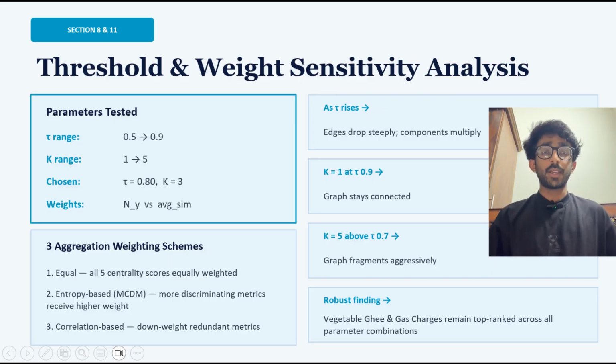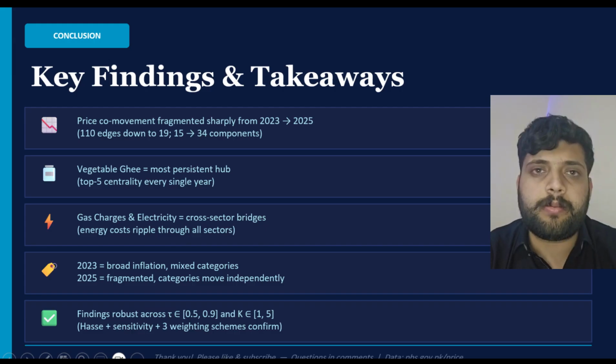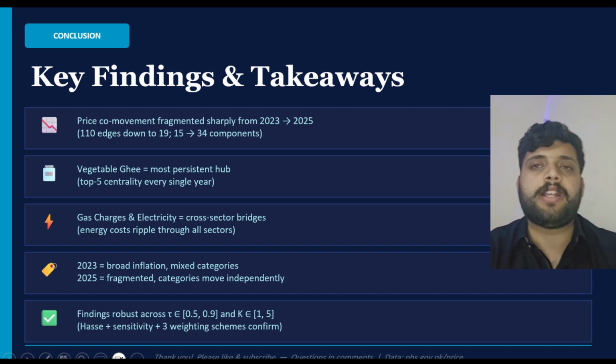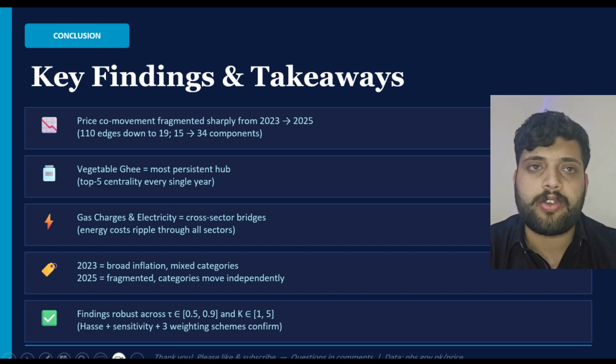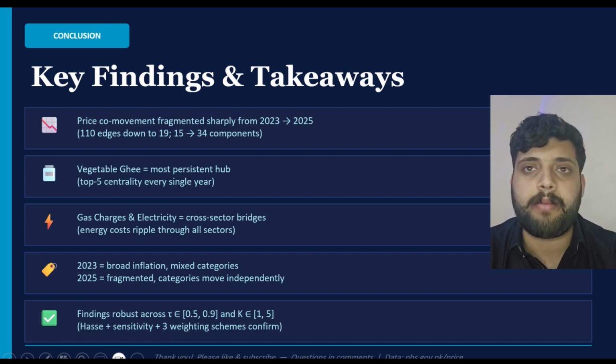Through sensitivity analysis, we confirmed that our findings are robust across a range of threshold choices. The Hasse diagram formally captured the temporal partial order of our network structures, and community detection confirmed that category boundaries became economically meaningful as price dynamics fragmented across 2023 to 2025. To summarize, we built a temporal item price similarity network for Pakistan using 3 years of CPI data. We applied cosine similarity, binary relations, and graph construction, all core topics from discrete structures.